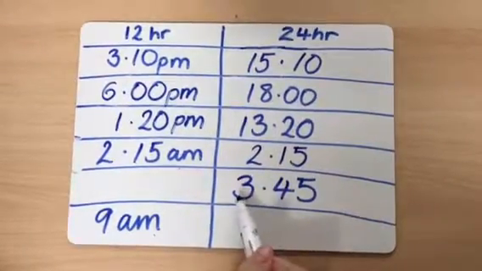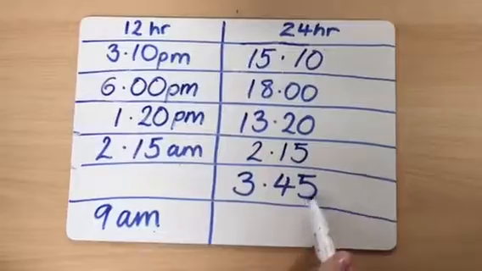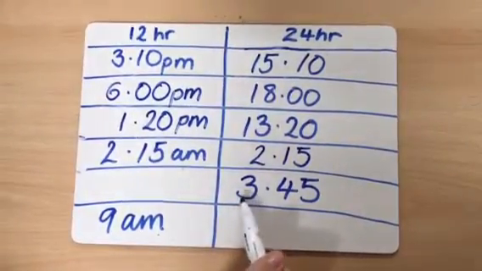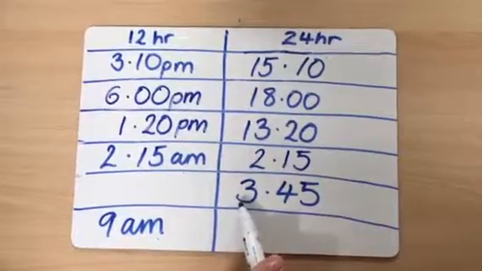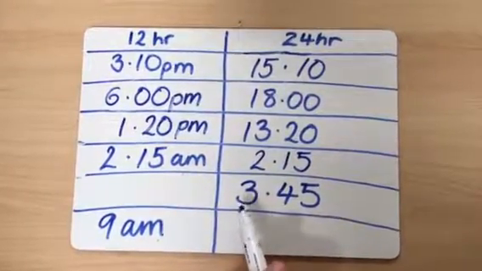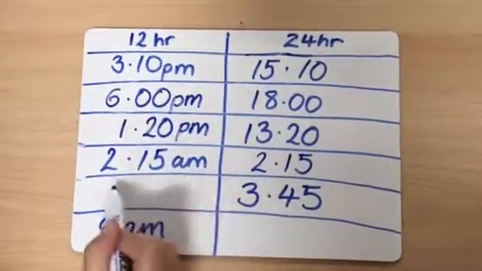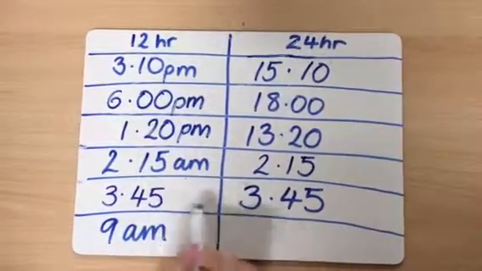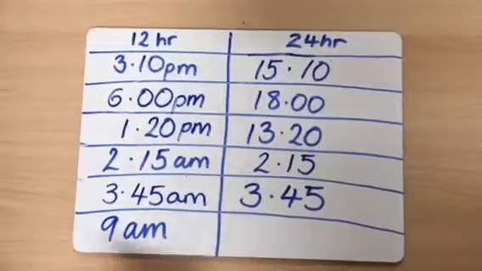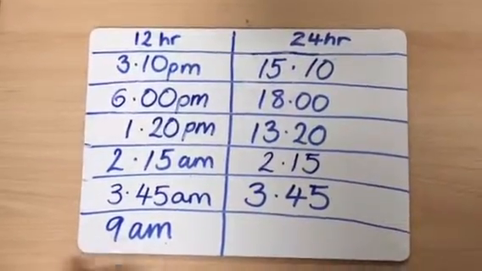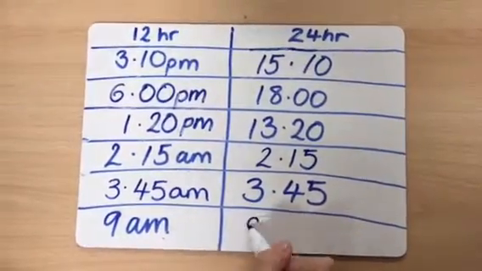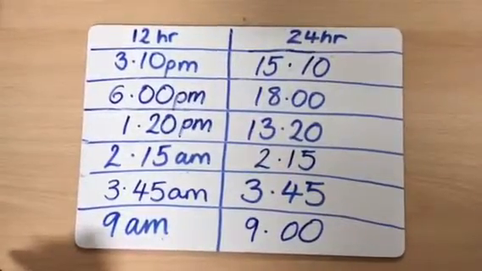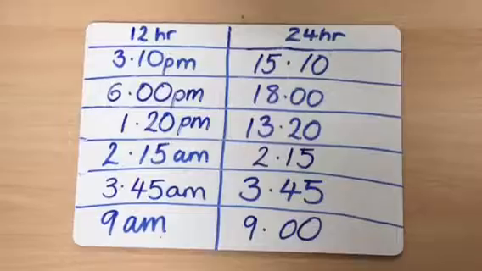In this time, it's 3:45. This is in the 12-hour clock. So as the number is not bigger than 12 for the hours, we know this must be before lunchtime. Therefore, the 12-hour time is still 3:45, but we need the AM to show it. Finally, 9 AM remains as 9, as it is before lunchtime, but there's no need for the AM or PM.